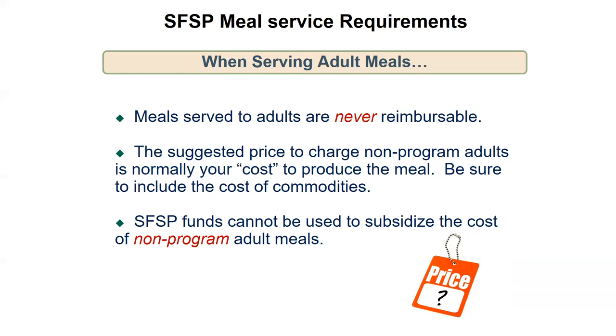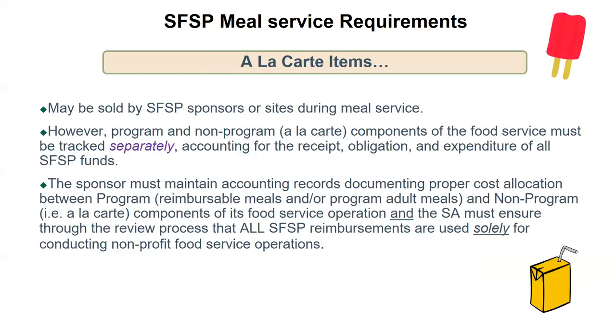We suggest that the price that you charge non-program adults would be what your normal cost is to produce the meal. And of course, be sure to include the cost of commodities. And as I've stated several times now, SFSP funds cannot be used to subsidize the cost of non-program adult meals. So you can't just serve those free of charge to moms and grandmas and administrators and then not recoup that money from some other funding source, whether it's a general fund, donations, et cetera. SFSP money cannot be used to cover the cost of those meals.